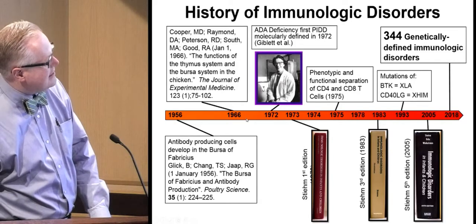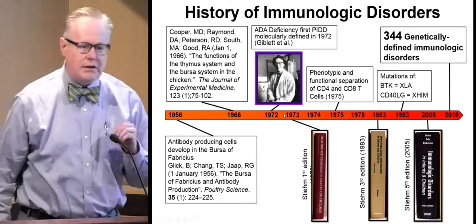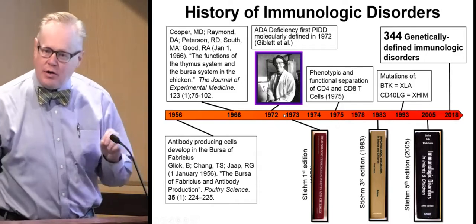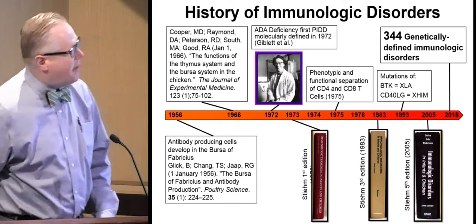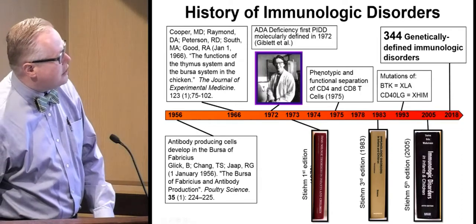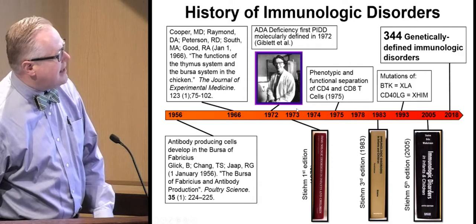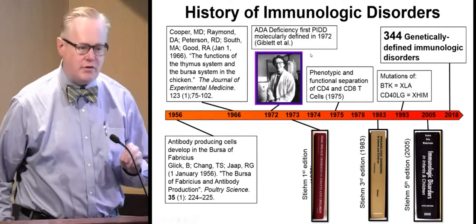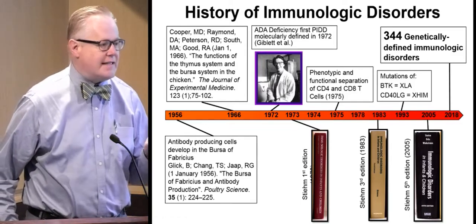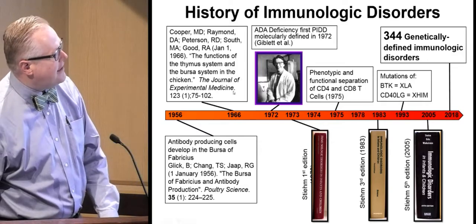That was in 1966. And then in 1972, the first molecular defect in an immunodeficiency was described. This was described enzymatically by Eloise Giblett, a hematologist in Seattle, who identified adenosine deaminase deficiency in patients with severe combined immune deficiency. It was identified enzymatically. She then went on to identify PNP deficiency, also identified enzymatically.